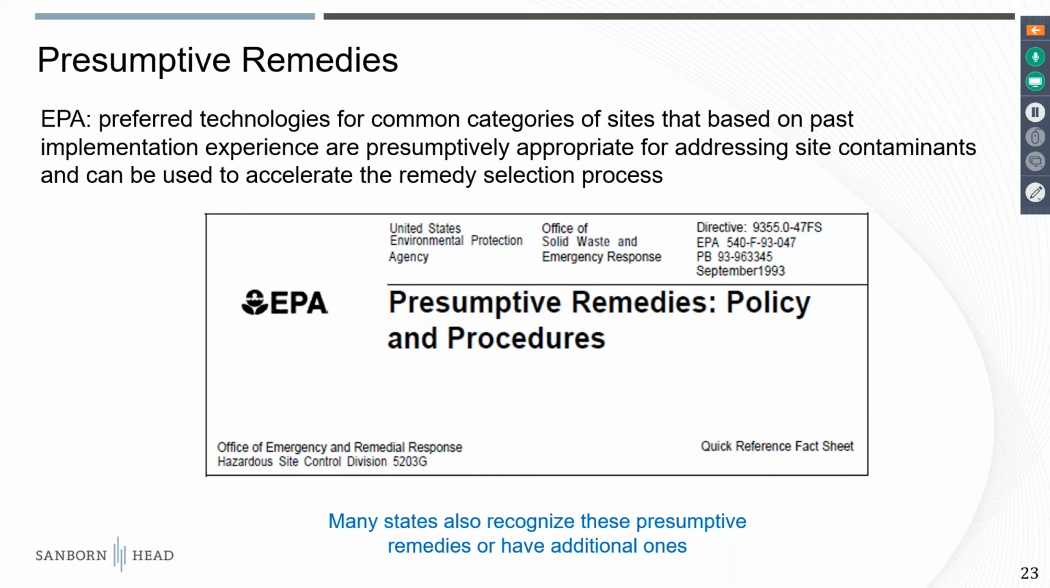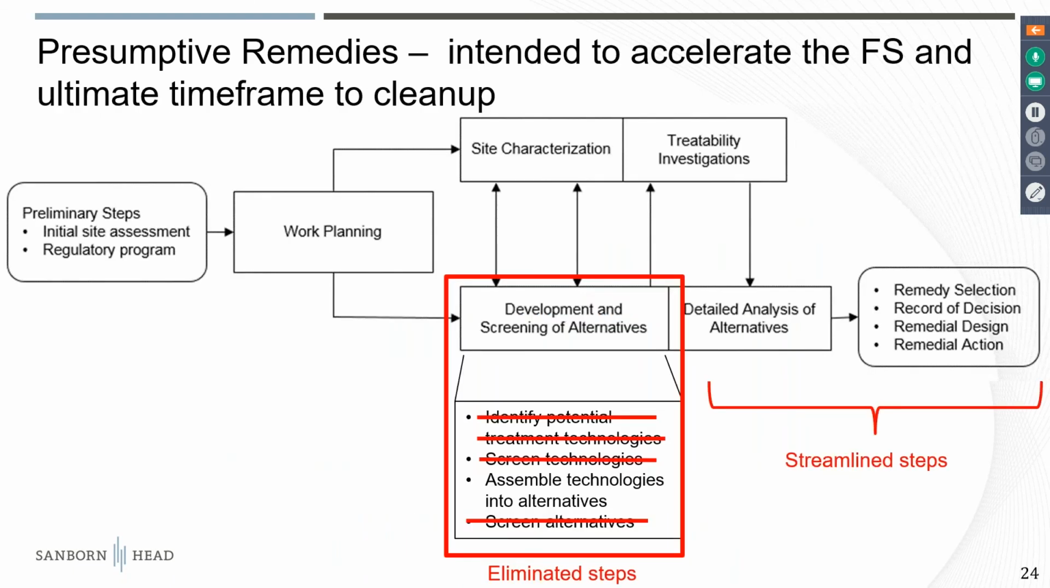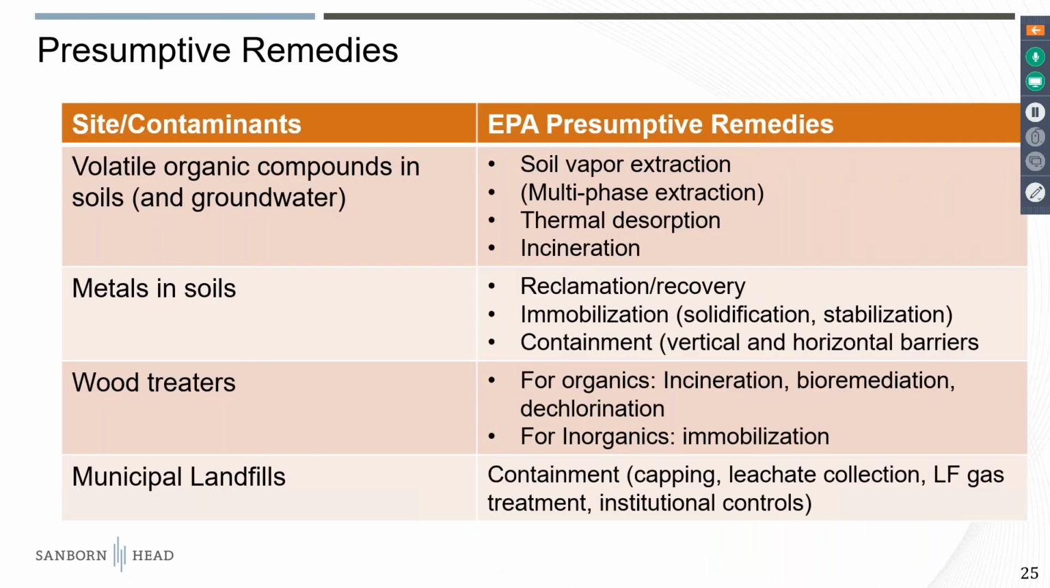But you should be aware that these presumptive remedies are available, and EPA has come out with a number of them. And again, the intention is to streamline the FS process and take out some of the high-level coarse screening of technologies that you would otherwise have to do. So it eliminates some of those steps from the formal FS report. And this is just a table of some of the EPA presumptive remedies for different types of sites and different types of contaminants. For the VOC class of contaminants, just as an example, SVE and multi-phase extraction are clearly the presumptive remedies in those situations.